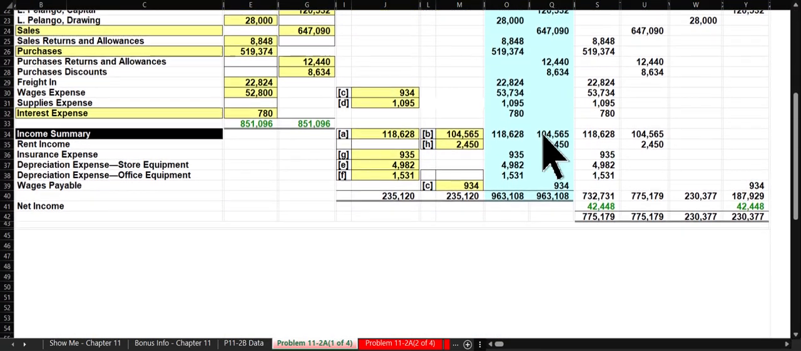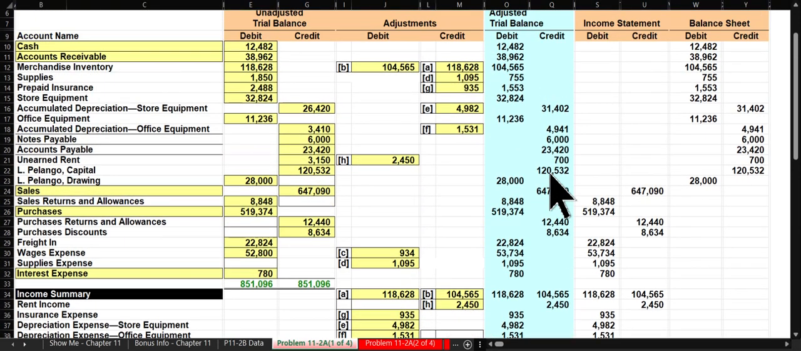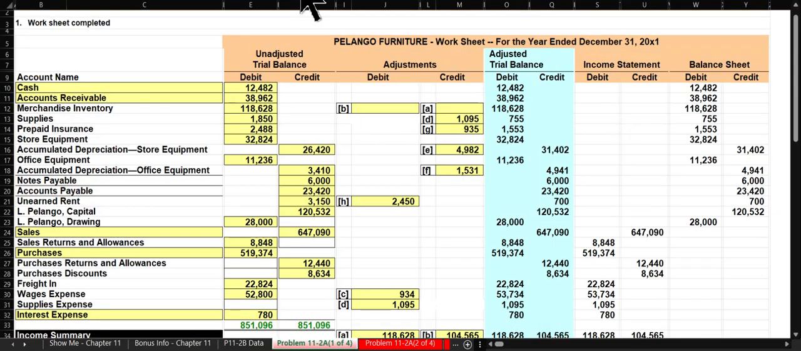This is the worksheet after all the adjustments have been made. However, I would like to go through, if not all of the adjustments, at least some of them, just to reinforce the process that is involved. So focus for a second on the inventory. Based on the unadjusted trial balance, the inventory account is showing 118,628.